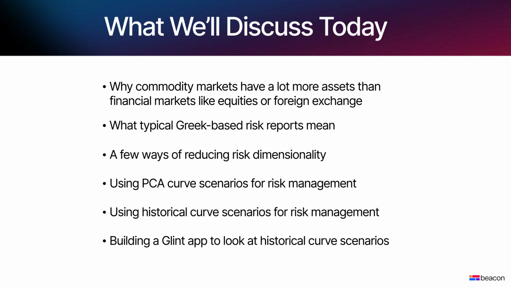Today, we're going to talk about the challenges of managing commodities risk and how to approach those challenges. Commodities markets often have a lot more risk factors than traditional financial markets. That means when you look at a typical risk report for a commodities book, you'll see lots of numbers. These are called the Greeks, deltas, vegas, gammas, and all that kind of stuff. These are fundamental risk numbers that everyone should track, but sometimes it's tricky to interpret them because there's so many of them.